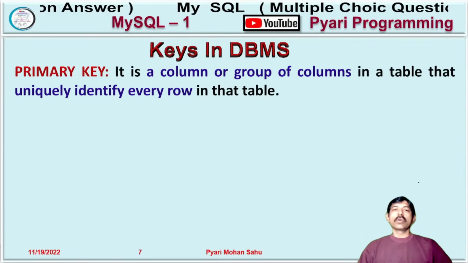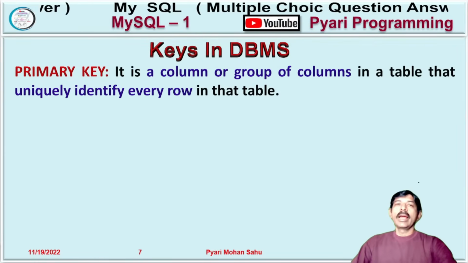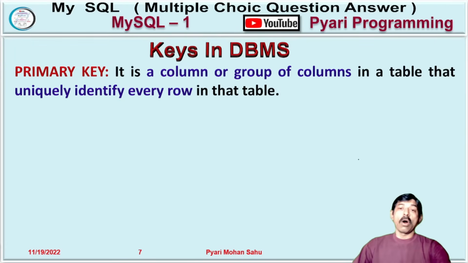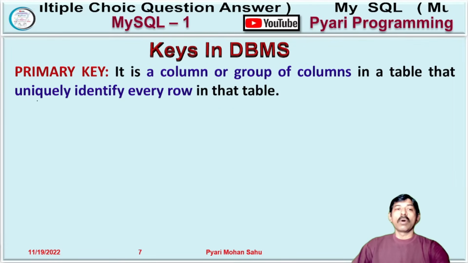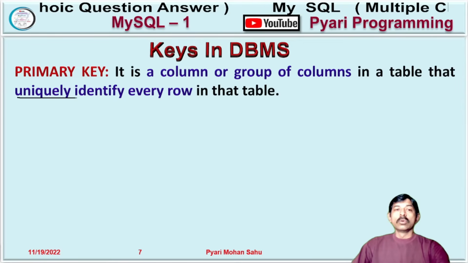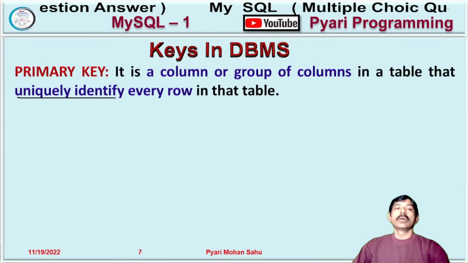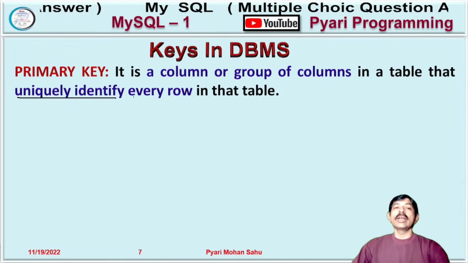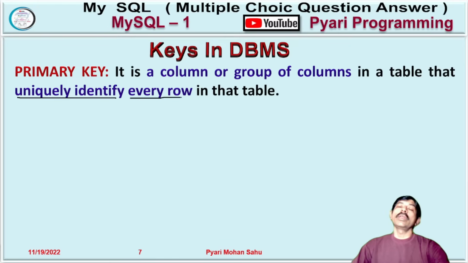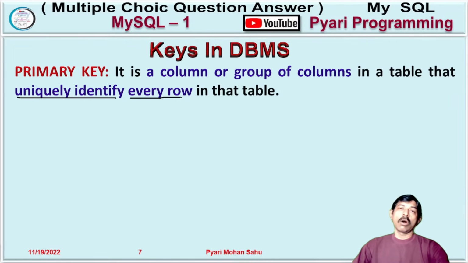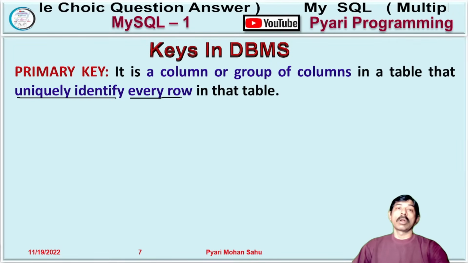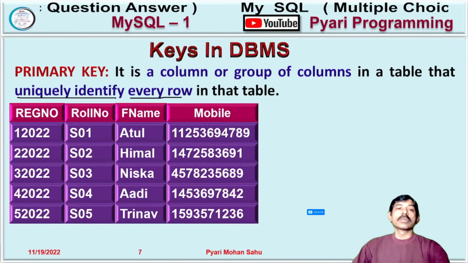Now next one is your primary key, which says that a column or a group of columns in a table that uniquely identifies every row. I have changed the color. These things you have to remember in your examination, which is uniquely identifies every row in a table. Now sometimes I say that it can be a single column or it can be multiple columns also. Now for example, this is my table.